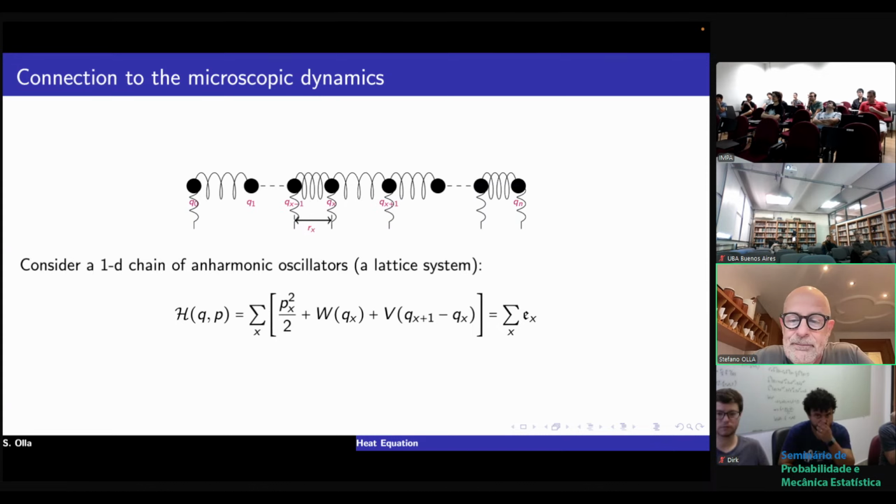Let's take a chain of oscillators. V is the interaction, so there are oscillators at position Q and velocity P. Let's take mass equal to 1, so velocity P is equal to momentum P. So there is a connection between the particles.